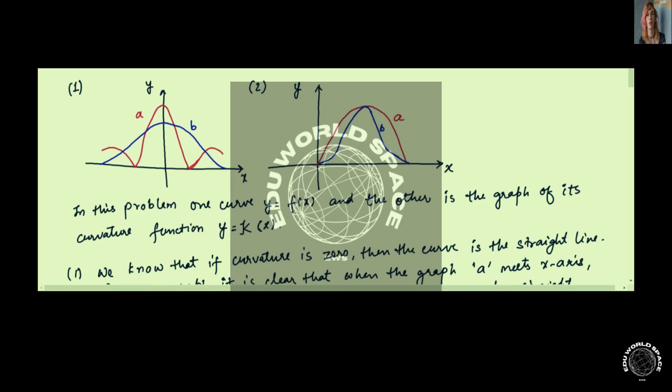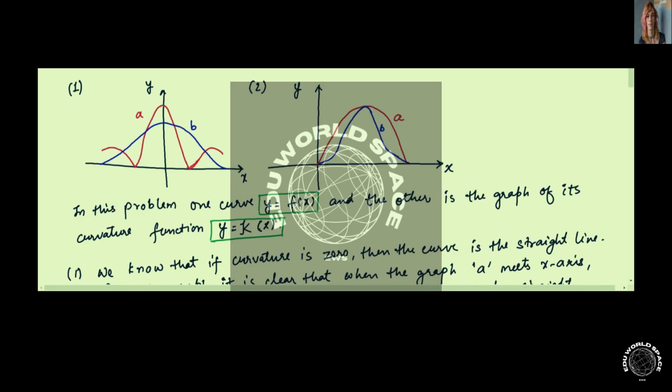In this problem, two graphs A and B are shown. One is the curve y equals f(x) and the other is the graph of its curvature function y equals k(x). Identify each curve and explain your choices. So we need to find which curve has the equation y equals f(x), and which curve has the equation y equals k(x).